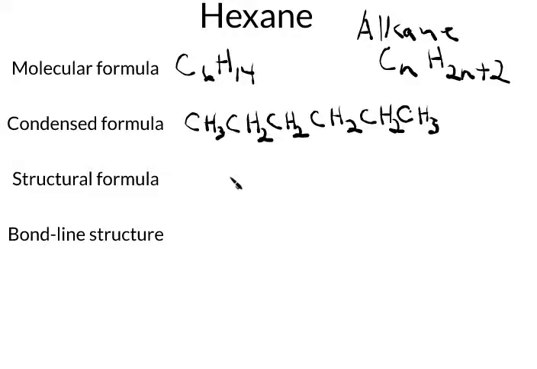The structural formula is where we show all of the atoms and all of the bonds. So I'm going to start by drawing the carbon backbone, which will consist of 6 carbon atoms connected by single bonds. So we have 1, 2, 3, 4, 5, 6. It's an alkane, so that's all single bonds, and now we fill in around each carbon with enough hydrogen so that each carbon has 4 bonds.